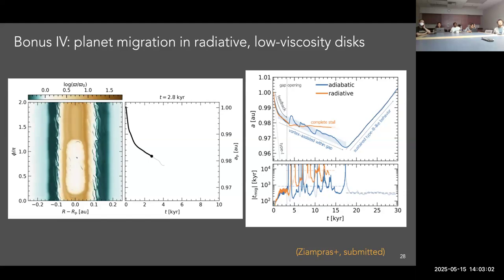And you can see that a gap starts being carved very efficiently because of this inclusion of cooling, and results in the planet completely stalling. And if you were to compare it against a model without cooling, on the left, the blue curve shows the planet drifting inwards, but the orange line that includes cooling shows the planet completely stalling.